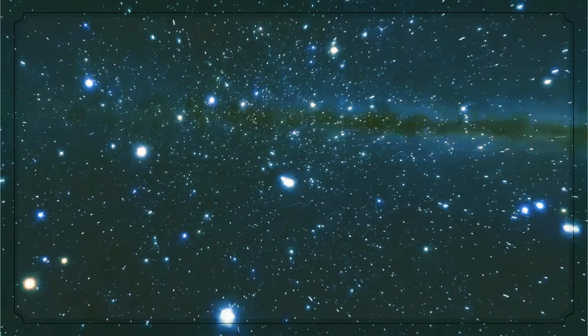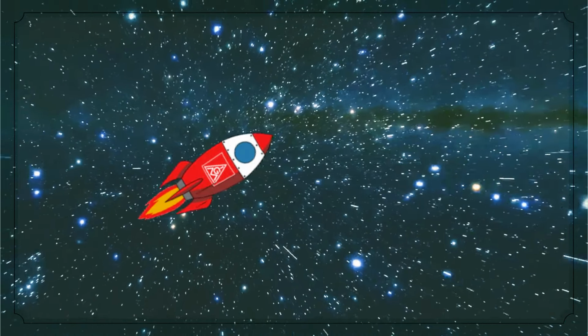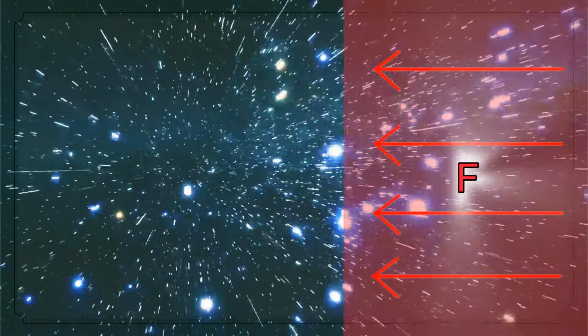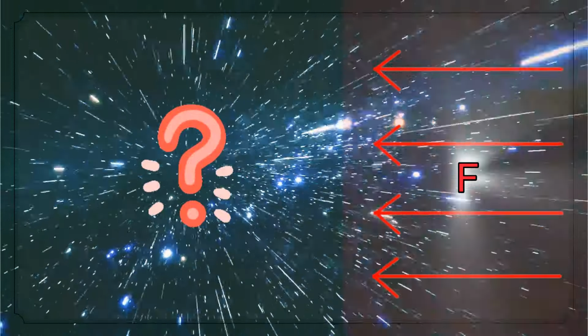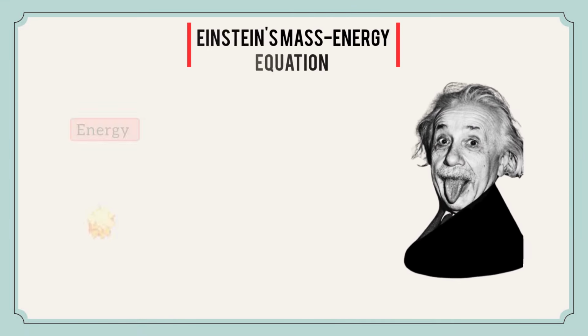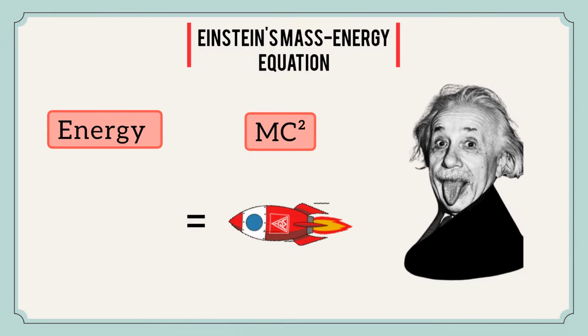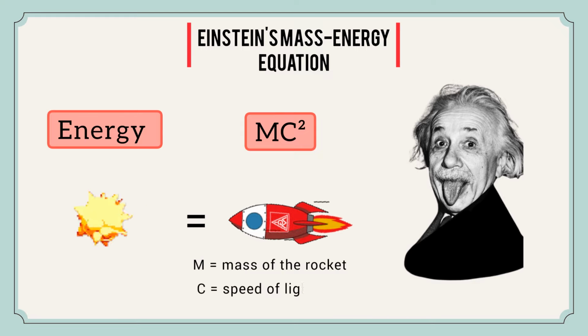Imagine a scenario where a rocket hurtles through space at the speed of light, encountering an opposing force that will destroy it completely. What energy is released in this intense process? Well, according to Einstein's mass energy equation, it's equal to mc², where m is the mass of the rocket and c is the speed of light. That means all the mass of the rocket will be converted into energy.